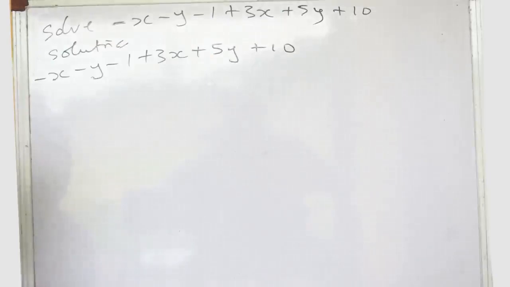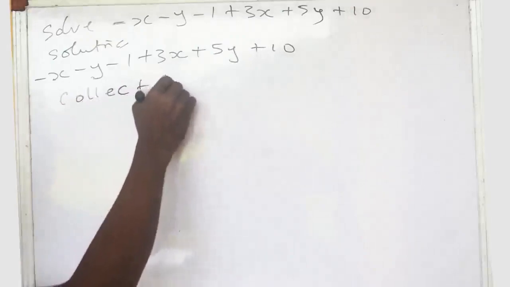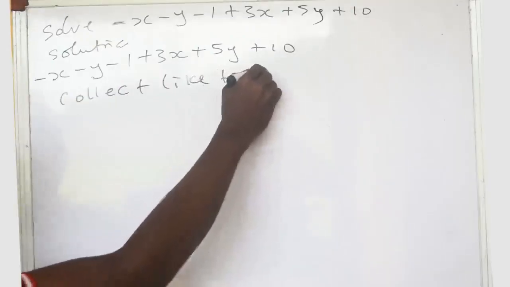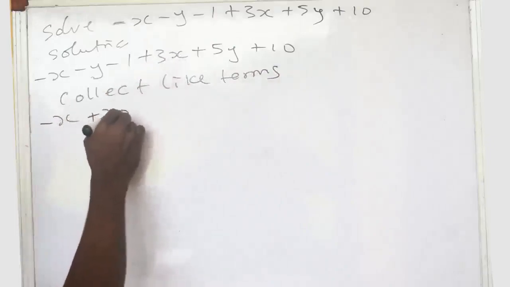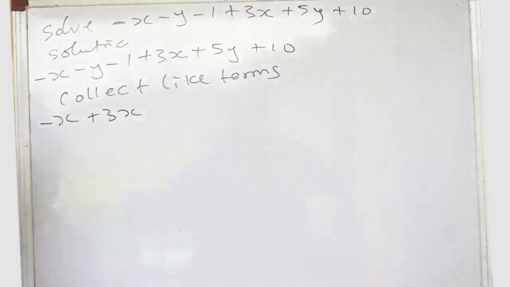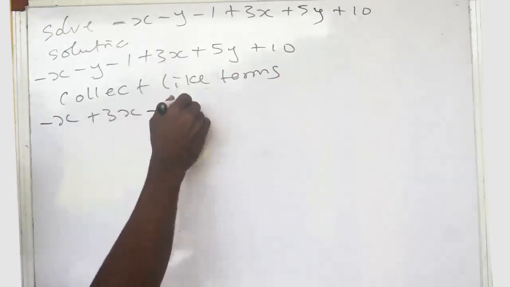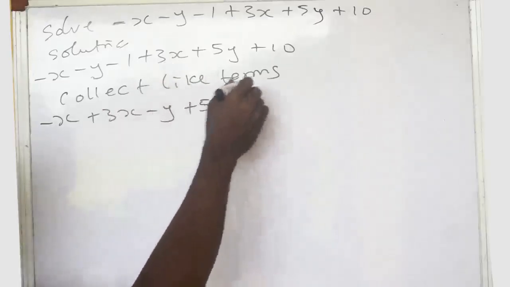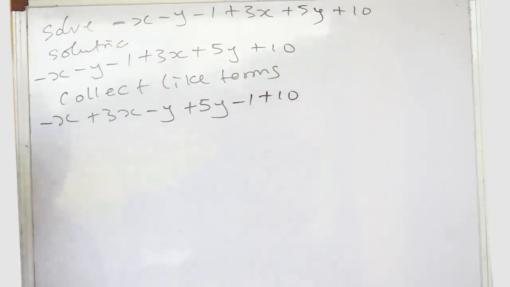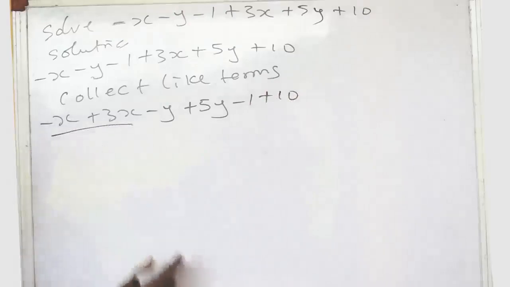When you look at this, it's very far from being arranged. You say collect like terms. So it becomes minus x. We look for another x, we see plus 3x. We look for another x, no more x. So we look for another variable, we have minus y. We look for another y, we see plus 5y. We look for another y, no more y. We return back to constants. The first constant there is minus 1. The next constant is plus 10.